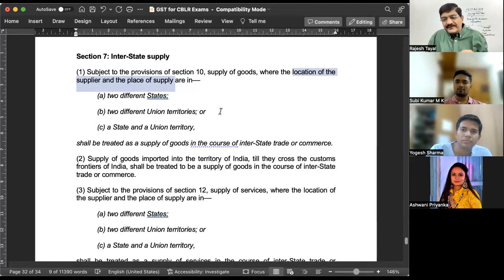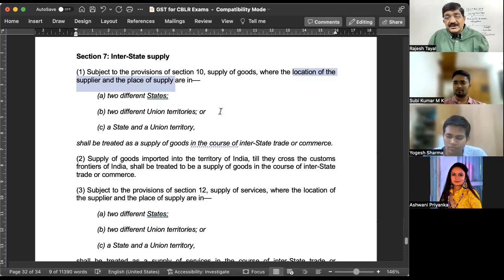Imagine that I have my office in Pune and I need a supply of goods from a supplier in Surat. Supplier is in Surat. And I need the goods in Ahmedabad. I am based in Mumbai. What will be the place of supply? Surat. That is certainly Ahmedabad because that is the place where the goods are actually delivered.